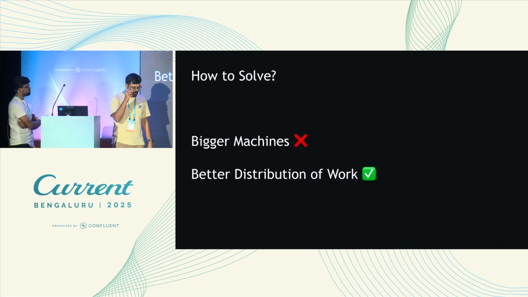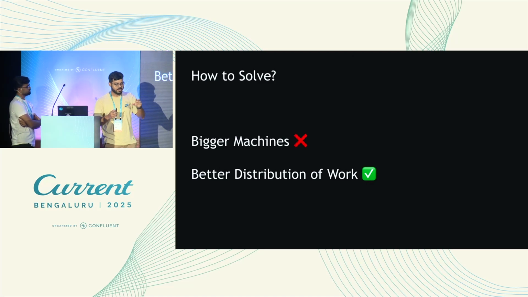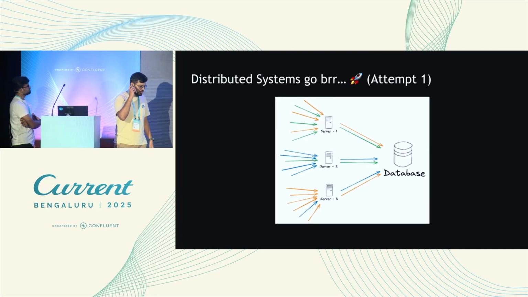The problem with a hot tablet is that no matter how many times you attempt to scale up the database, there will be one tablet which will be very hot, and you cannot shard beyond that extent, because for that user it will anyway go to the same core or the same tablet. So what you need is a better work distribution.